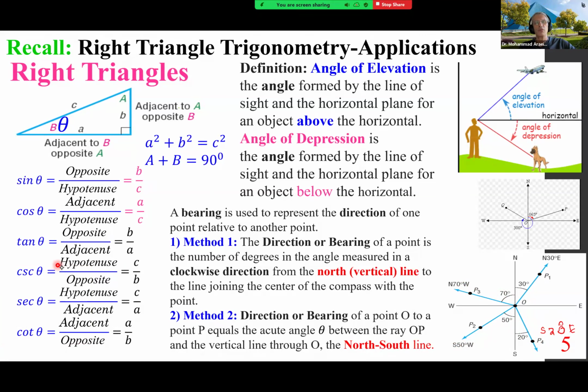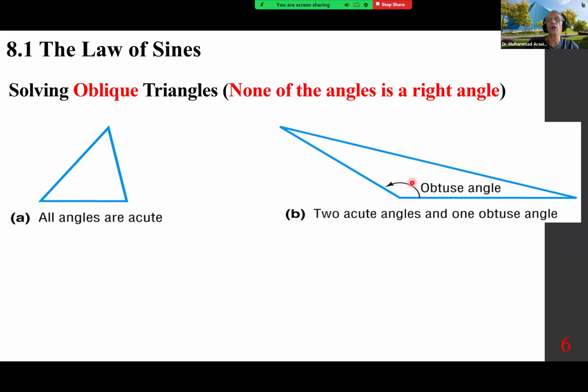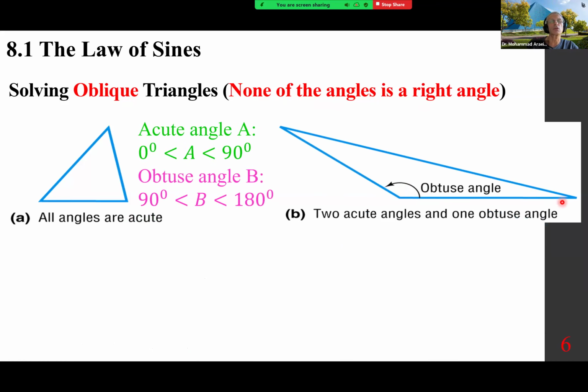That's the synopsis of what we've covered, and now the law of sines. Solving oblique triangles. Oblique triangles means none of the angles is a right angle. So we could have all of them acute, meaning less than 90 degrees, or one of them obtuse, meaning more than 90 degrees, and the other two must be smaller than 90 degrees.